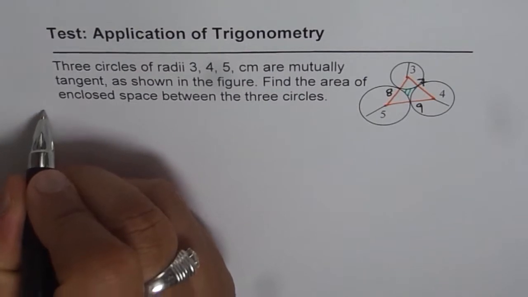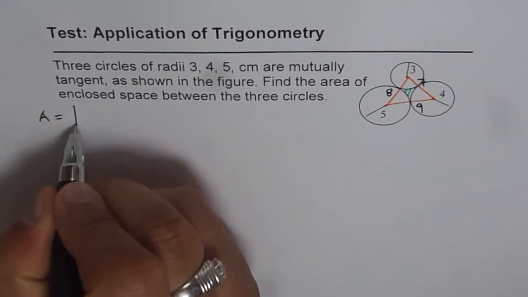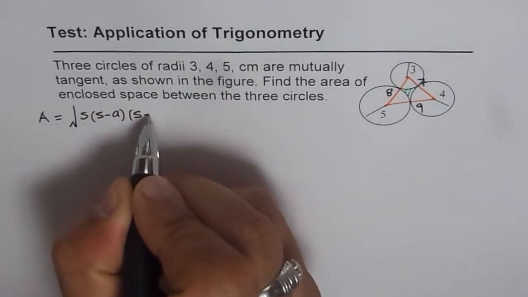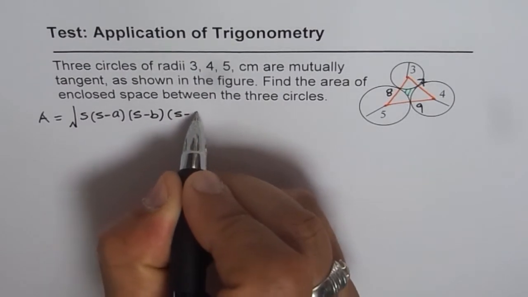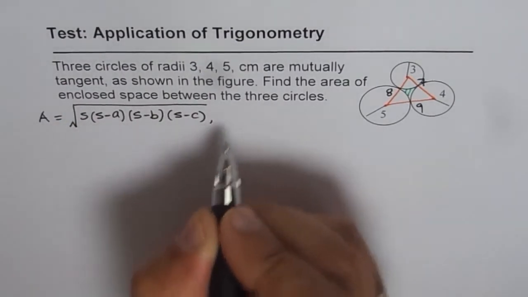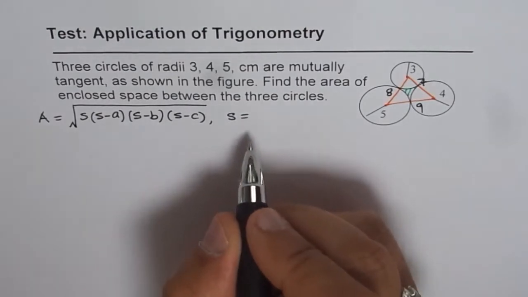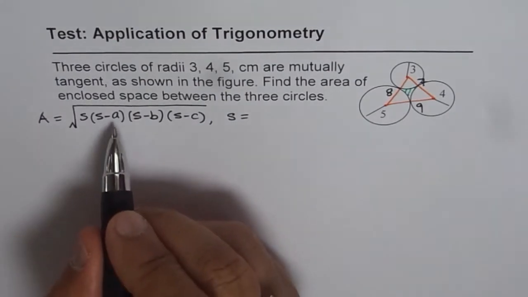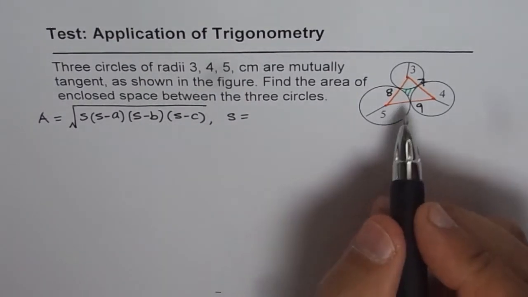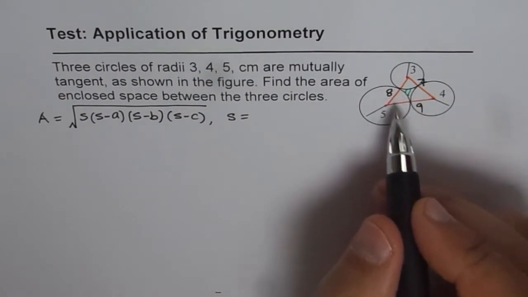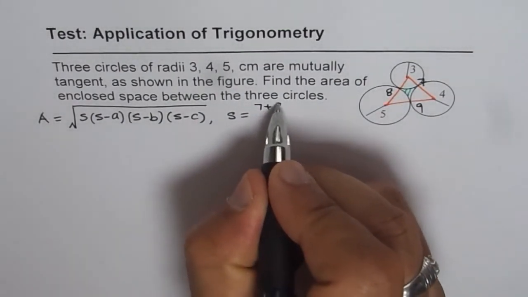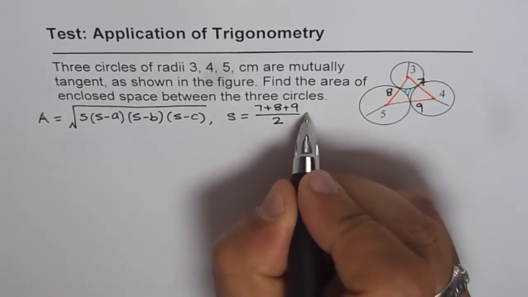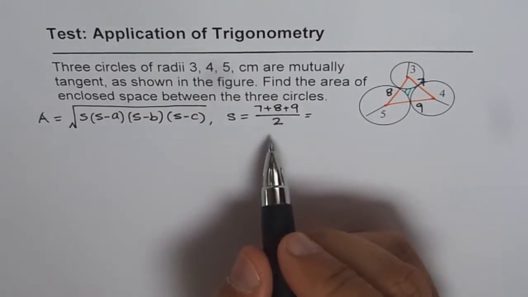So the area of the triangle is equal to the square root of s times s minus a times s minus b times s minus c. That is Heron's formula, where s is the semi-perimeter, right? So we add these three sides and divide by 2. That is the value of s, which is a plus b plus c divided by 2. In this case, a, b, c are 7, 8 and 9. So we add 7, 8 and 9 and divide by 2.